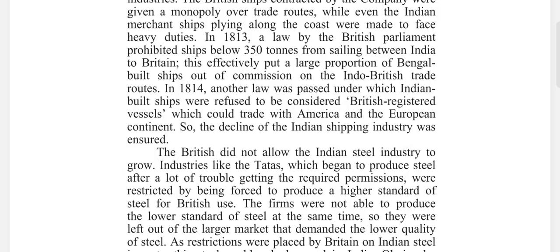In 1814, another law was passed under which Indian-built ships were refused to be considered British registered vessels, which could trade with America and the European continent. So, the decline of the Indian shipping industry was ensured.